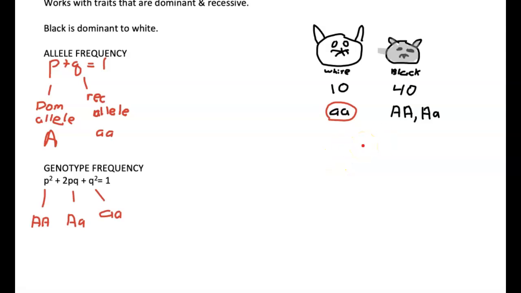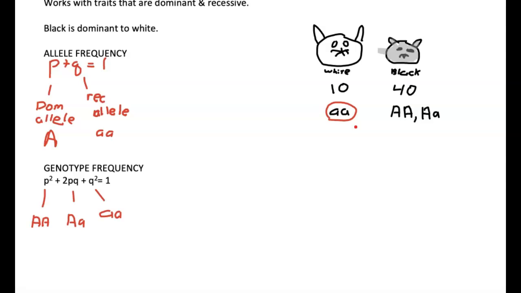40 of these cats are black. I don't know how many are big A, big A versus big A, little a. I can't look at them and determine that. I just know they're all black cats. The white cats, 10 of them, I know they are little a, little a. I can see the recessive color, and I know the genotype that makes them recessive.